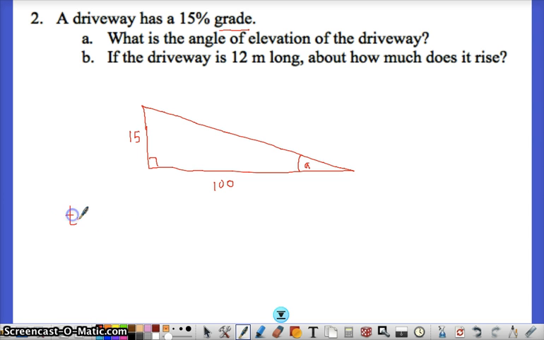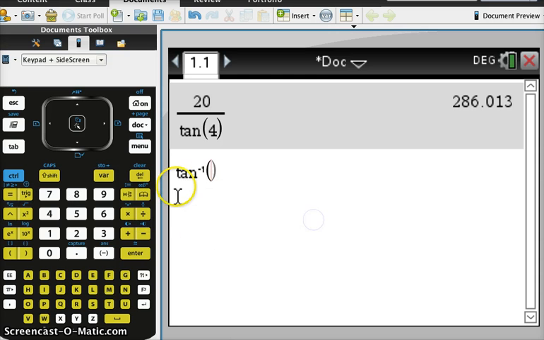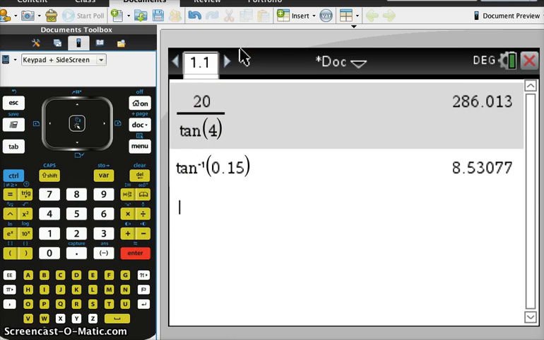And guess what? It's tangent again. The tangent of angle A is opposite over adjacent. So just like you did in the pretest, inverse tangent of 15%. You could go 15 over 100. You could just say this. This is fine. That's going to be 8.53.